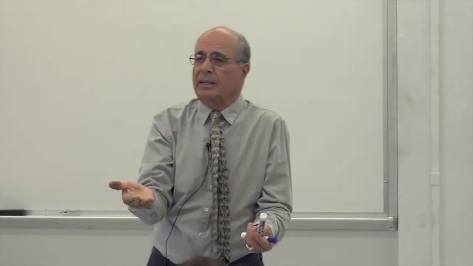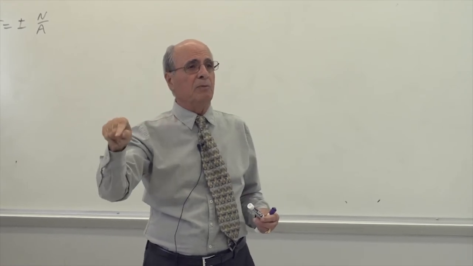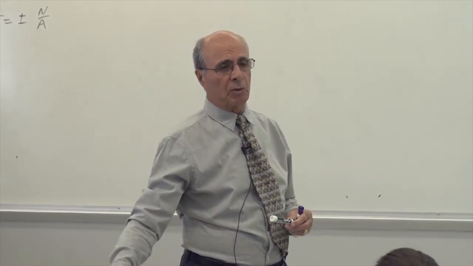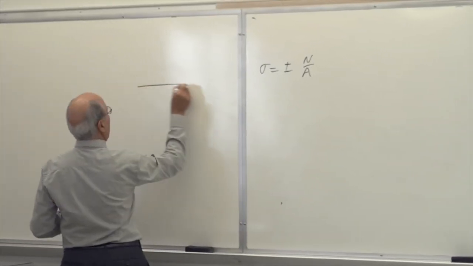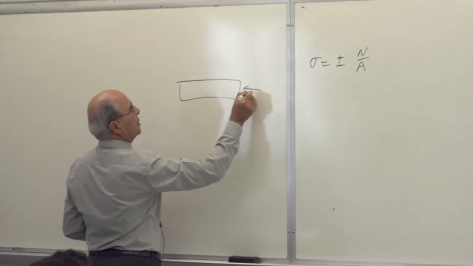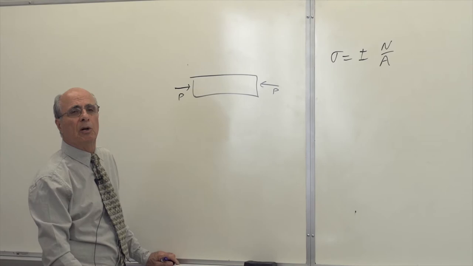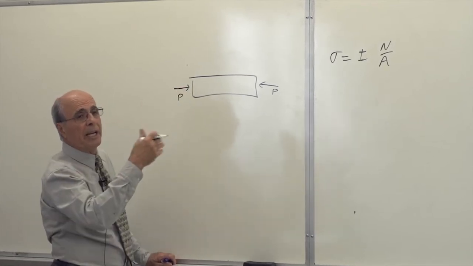Now, why am I saying that? It's very obvious. I gave a quiz to the ME219 students at the beginning of this quarter to test their knowledge of ME218. I give them this rod, and I put a P here. Is that correct? A P here. So everybody knows that sigma equals P over A, because that's how it goes. I changed it to N for that.